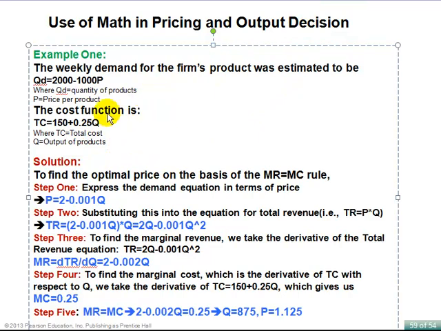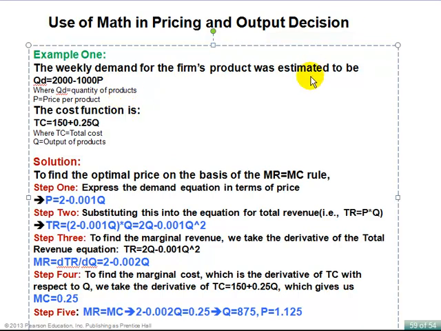So, with the given equations, the demand function and the cost function, we need to find out the MR, the marginal revenue, and the MC, marginal cost first. How do we find out the MR? MR is a derivative of the total revenue. How do we find the MC? MC is the marginal cost. It is a derivative of the total cost. Now let's go through those steps to find out the MR and MC with the given equations.